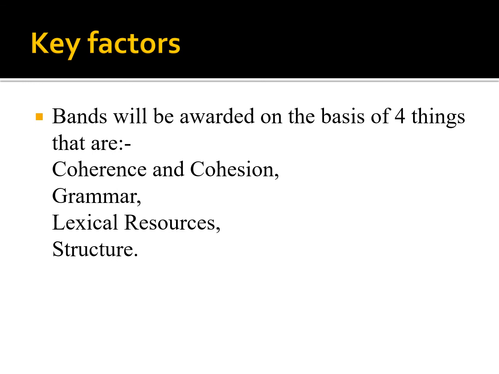Now, what are the key factors that you need to follow? Remember, bands will be awarded on the basis of 4 things: coherence and cohesion, grammar, generally called grammatical range and accuracy, and the next one is lexical resources, that is vocabulary. And the first one in fact is task achievement or the structure. We'll be talking about them in detail, but next time.